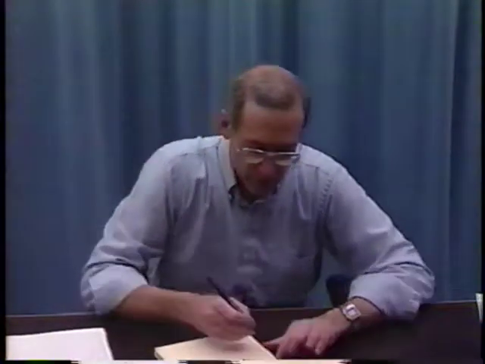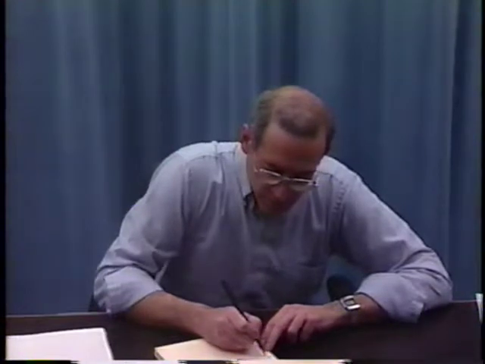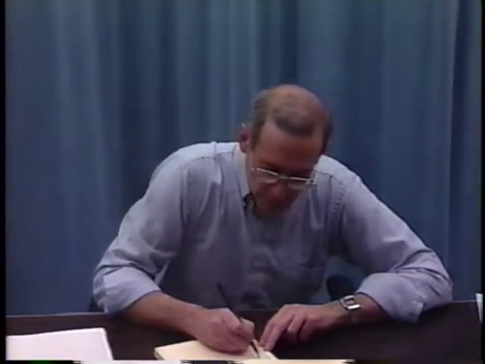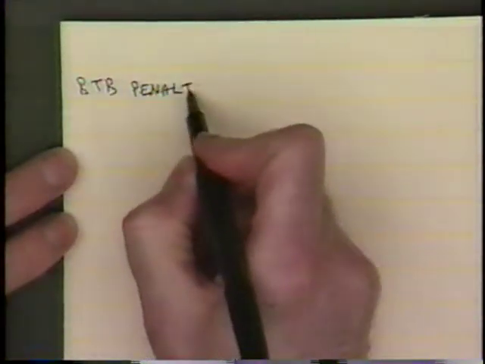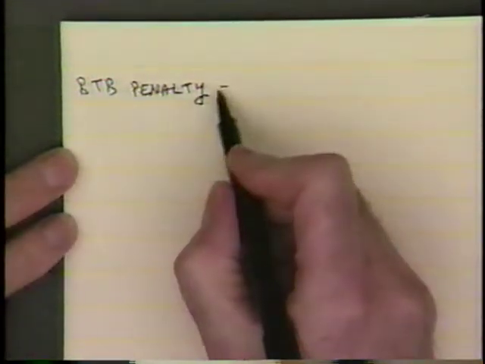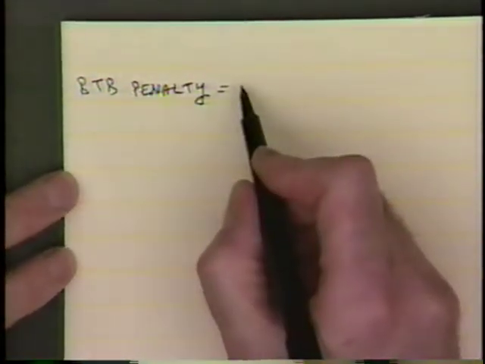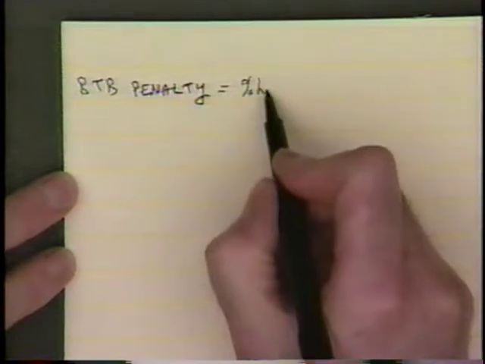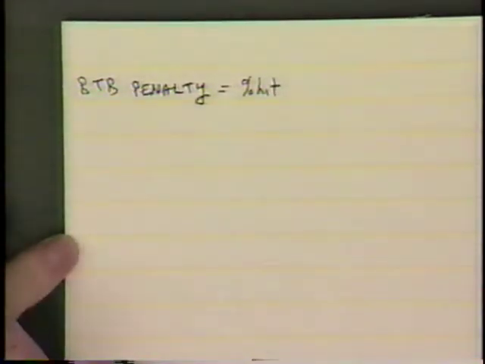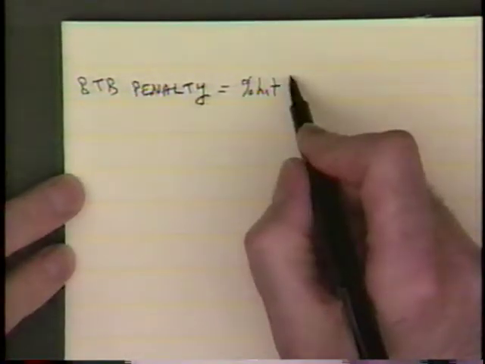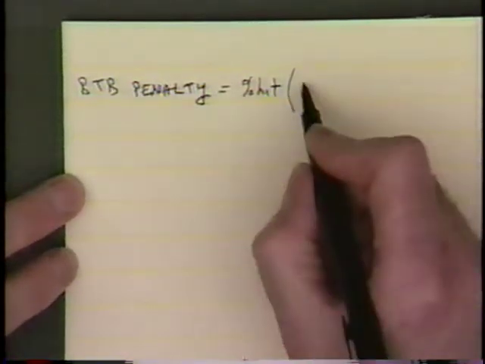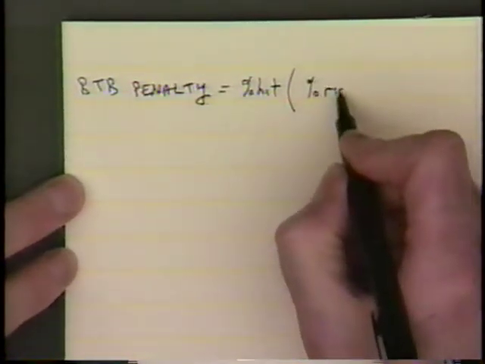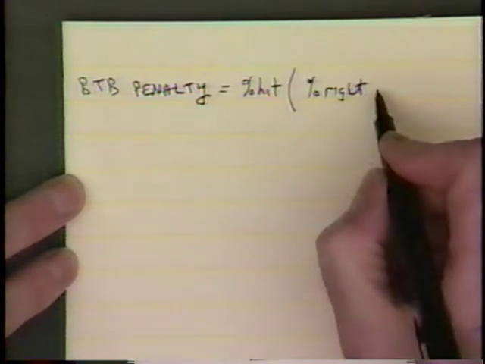If that's the case, let's try to compute what the penalty might be for a branch target buffer in various cases. So the branch target buffer penalty is, well, one case is that we may hit. So a certain percentage of the time we hit in the buffer, we discover that it's a branch. And sometimes we're right and sometimes we're wrong. So a certain percentage of the time that we hit, we're right.